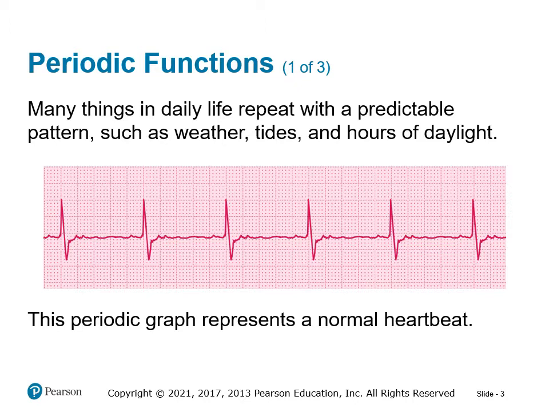So the first thing we need to learn about are periodic functions. Many things in life repeat with a predictable pattern, such as the weather, tides, and hours of daylight. This periodic graph represents a normal heartbeat that repeats at the same interval of time. If you think about the face of a clock with the hours marked 1 through 12, you know that clock goes through that periodic function of going all the way around the clock in 12 hours. So in a single day, it actually goes around twice.